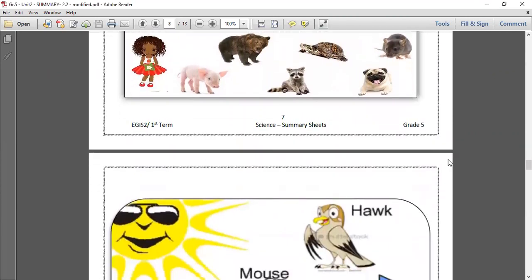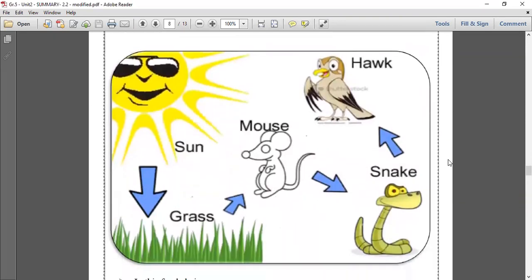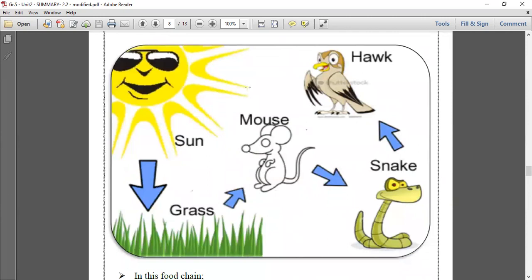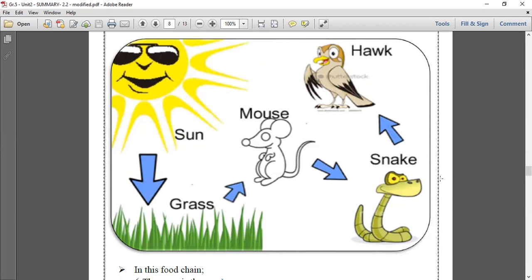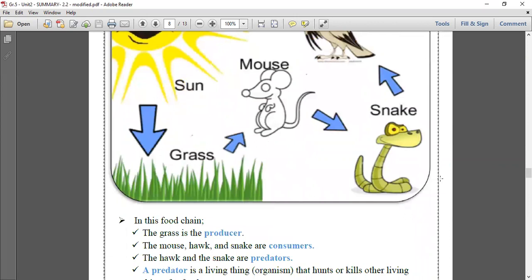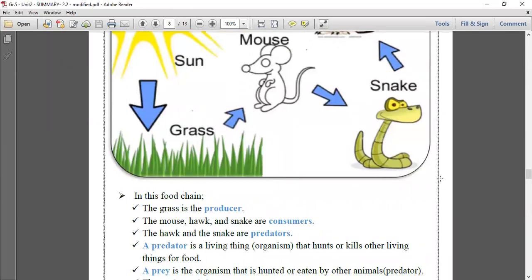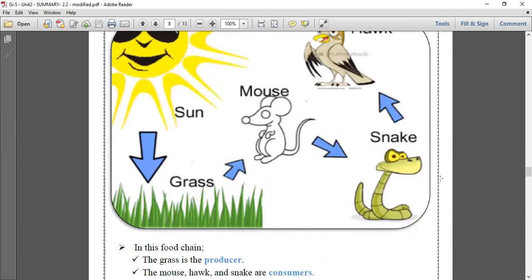Okay, guys, then look at this food chain again. This is another example of a food chain that contains the sun, then the grass that uses energy from sunlight, then the mouse that eats grass, the snake that eats the mouse, and the hawk that eats the snake. So I need you to pay attention carefully to this picture. Let's move on. In this food chain, the grass is the producer, while the mouse, the hawk, and the snake are consumers. The hawk and the snake are called the predators.